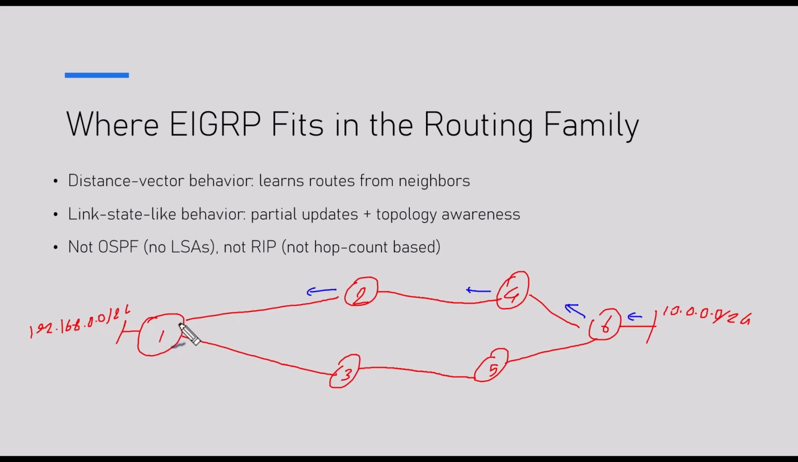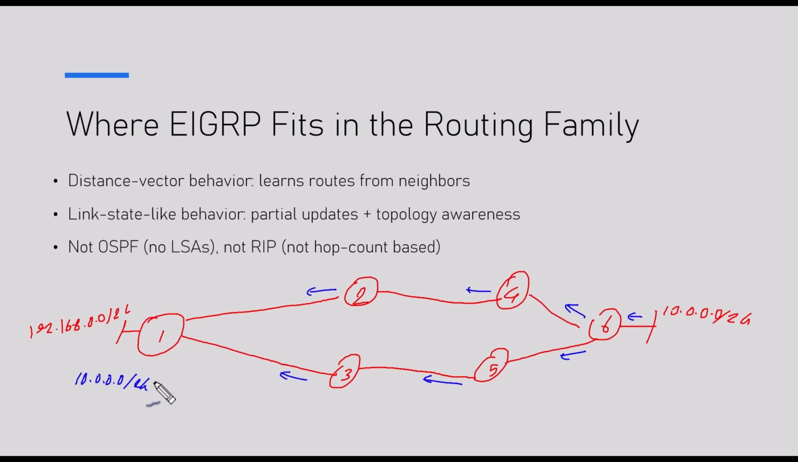Router 2 is going to send information to router 1. If I have EIGRP speakers on the bottom leg, router 6 will send information to router 5, then router 3, and router 3 is going to send it to router 1. So router 1 is going to receive information for the 10.0.0.0/24 prefix from two different places.